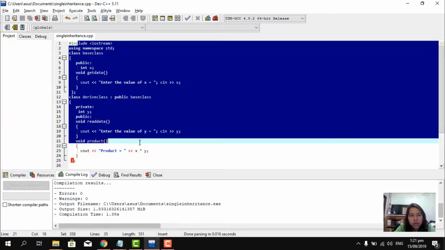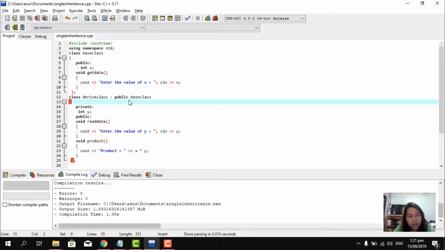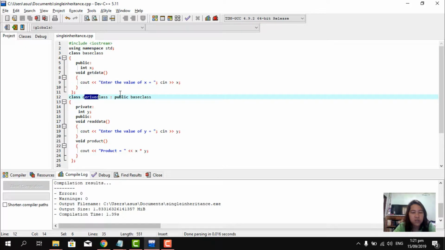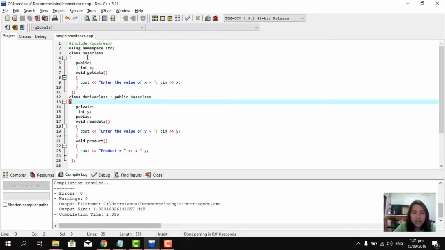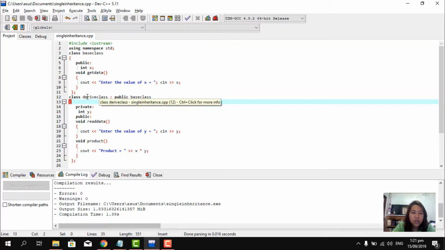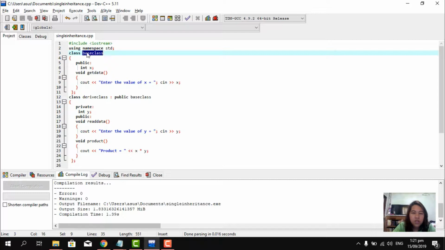So this is single inheritance, guys. Single inheritance is a derived class with only one base. A class that extends another class. So this is the base class, or superclass, and this derived class is a subclass. Basically, a derived class with only one base. So this is the base.